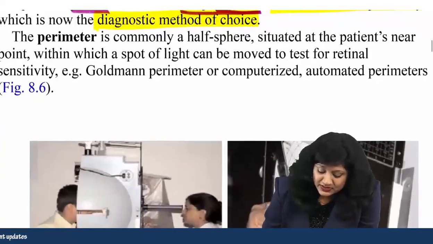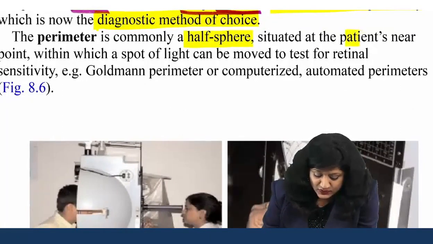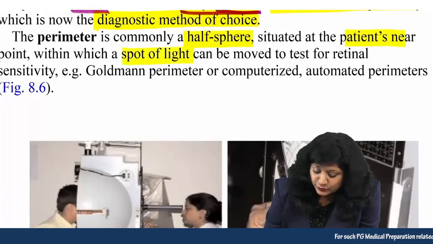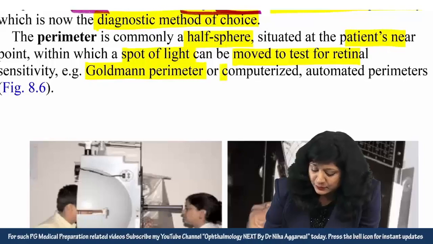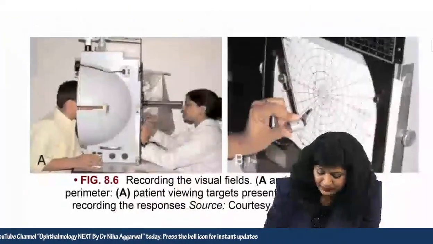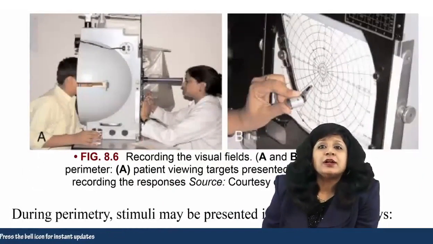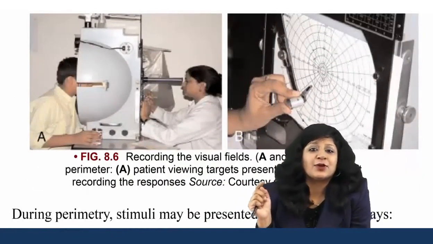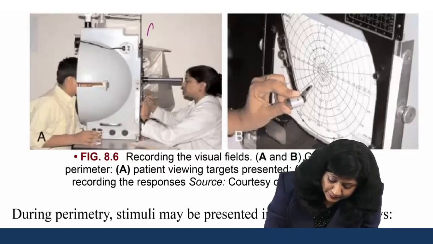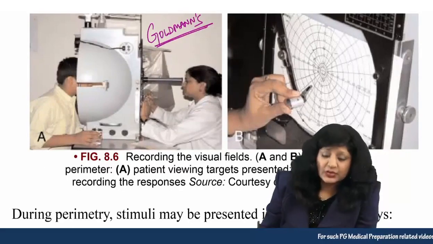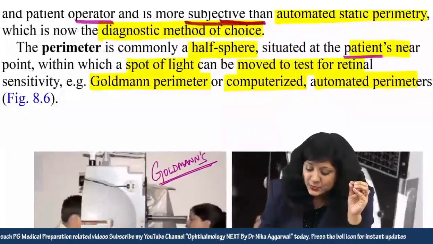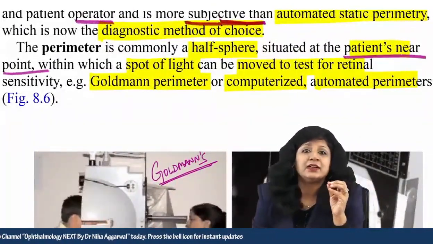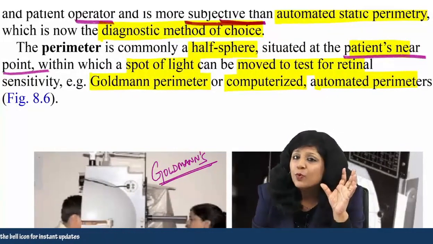The perimeter is commonly a half sphere situated at the patient's near point, within which a spot of light can be moved to test for the retinal sensitivity. Like we have the Goldmann's perimeter, computerized one, automated perimeter. So they are something like this. Goldmann's has a gold dome, that is your Goldmann's. This one is your Goldmann's perimeter, and usually it has a light spot inside it. And this light spot is situated at the patient's near point, and the luminance will be differing, but the point will be the same.